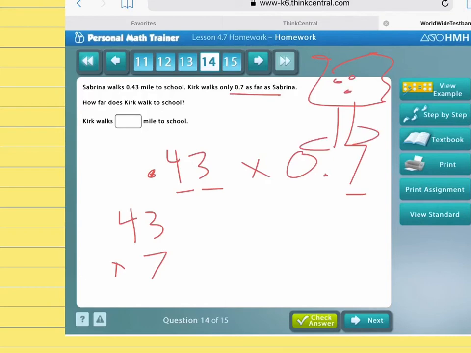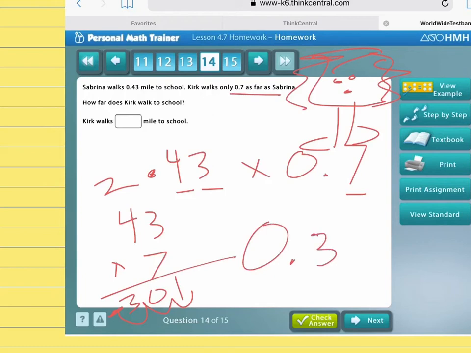Hang out on vacation. That's a really lousy palm tree. Multiply like this. 7 times 3 is 21. I'm doing shortcut method. 7 times 4 is 28. Add the regrouped 2 tens. It's 301. The 3 decimals come back. And it looks like the answer is going to be 0.301, or 301 thousandths is how far Kirk walks.